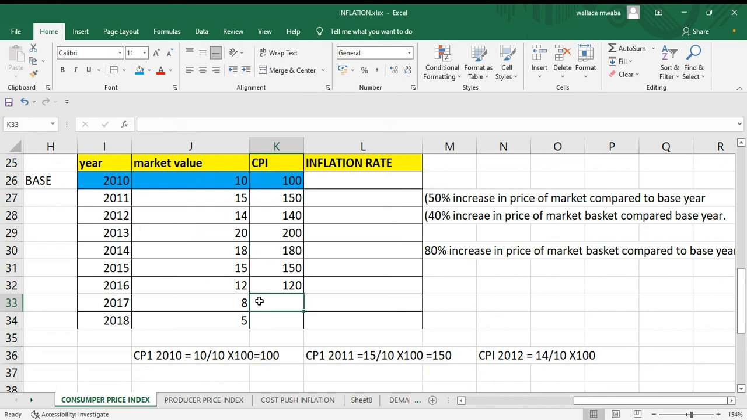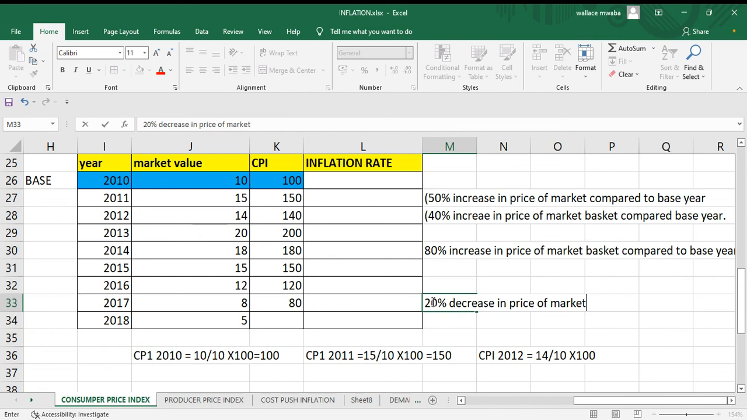Right, 2017, 8 divided by 10, that's 0.8. 0.8 times 100, we get 80. So we're going to say 80 minus 100, that is negative 20. So there's been a 20% decrease in price of market basket compared to base year.